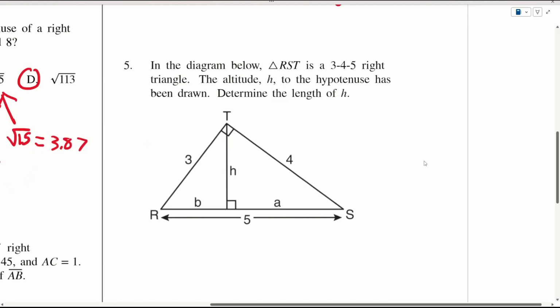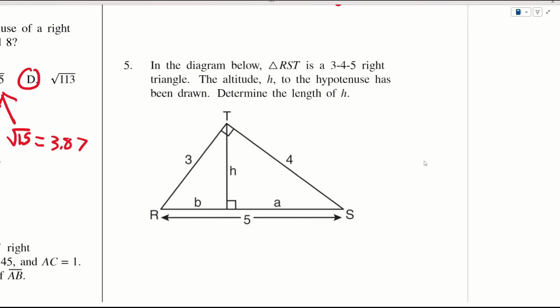In the diagram below, triangle RST is a 3, 4, 5 right triangle. The altitude h to the hypotenuse has been drawn. Determine the length of h. If you remember your 3, 4, 5 right triangle, this is also another form of special right triangle. But question number 5, I chose it because it's a little bit harder than the rest. Questions 1, 2, 3, 4, and 6, which is going to be the next one I'm going to show you, are a little bit easier than question 5.